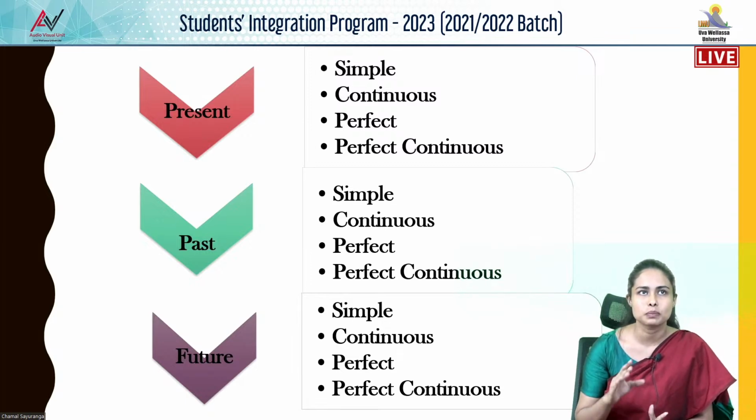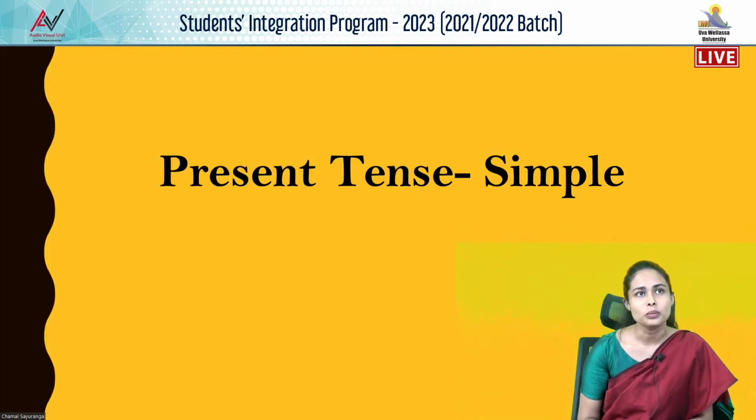We are going to look at present simple, present continuous, present perfect continuous, as well as when it comes to past, past simple, past continuous, past perfect and past perfect continuous, as also future, future simple, future continuous, future perfect and future perfect continuous. Altogether 12 tenses and aspects combination, right? So the first tense that I am going to dive into is, as we all know, present tense simple.